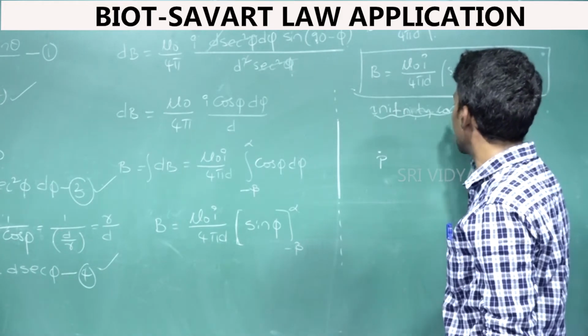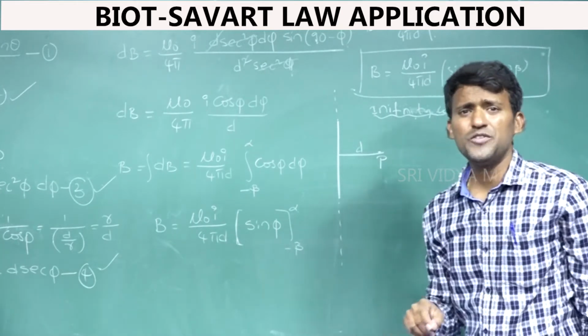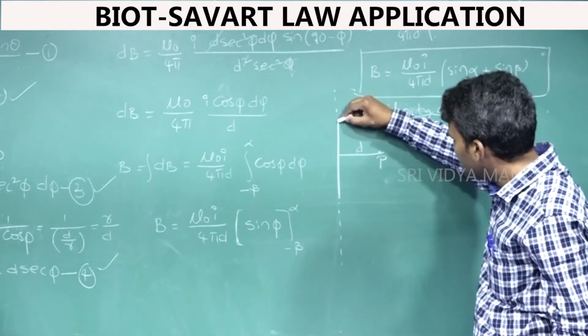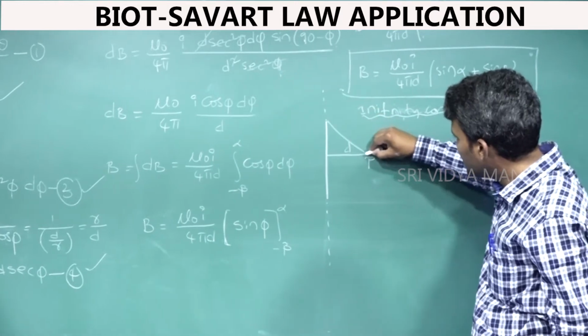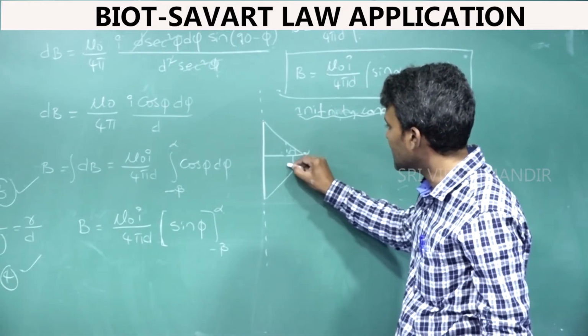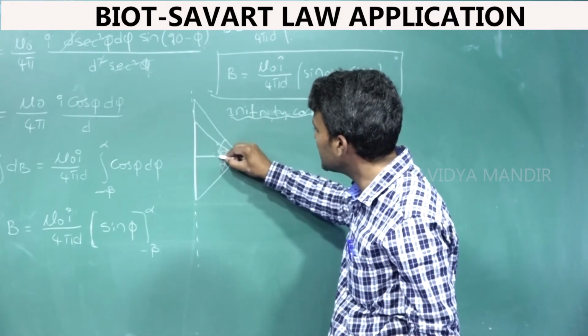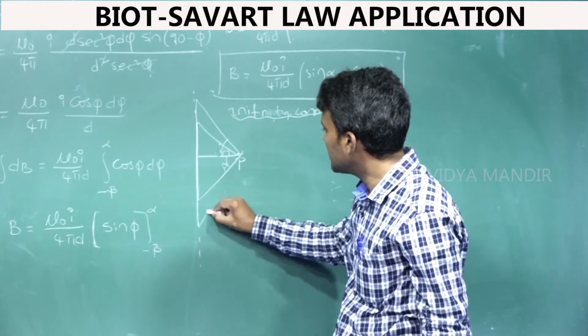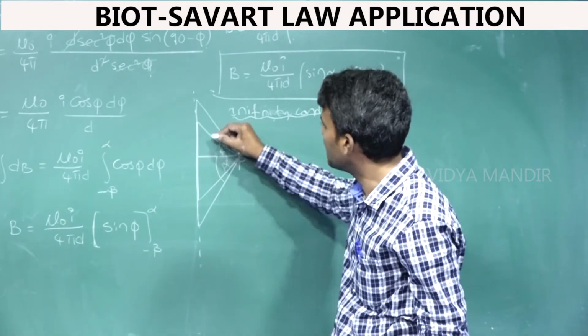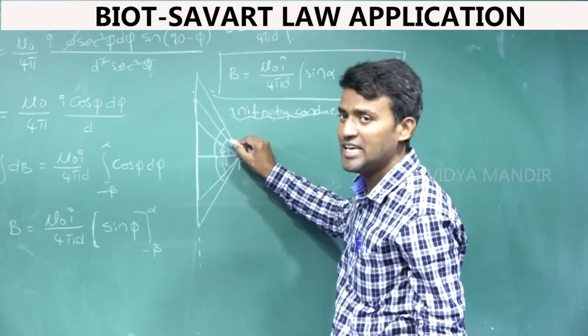Due to the infinite conductor, from here to here the distance is d. Infinite conductor means, see here, this angle we take as alpha, and this angle we take as beta. If the length is increased, this angle is increasing, and this angle is also increasing. I increase the length again. The angle keeps increasing.